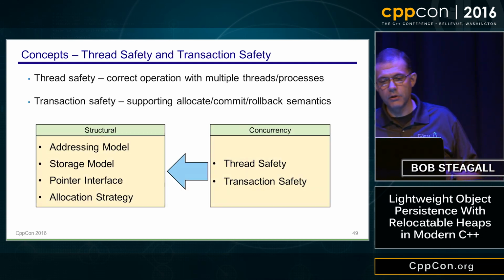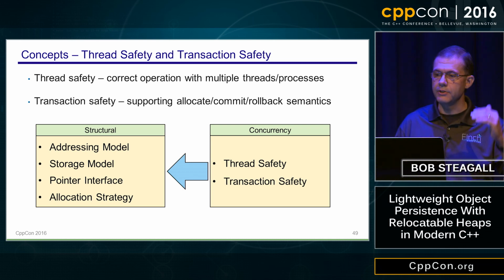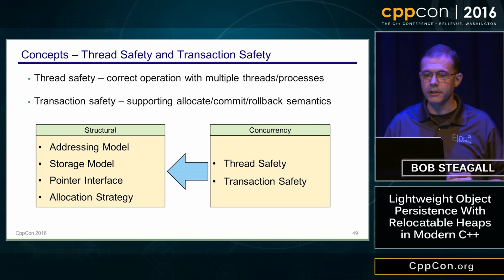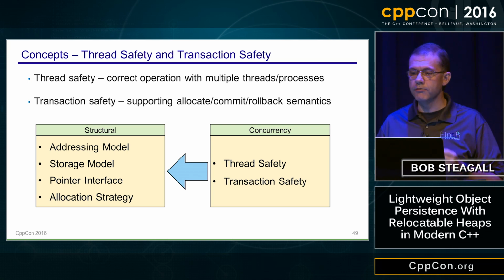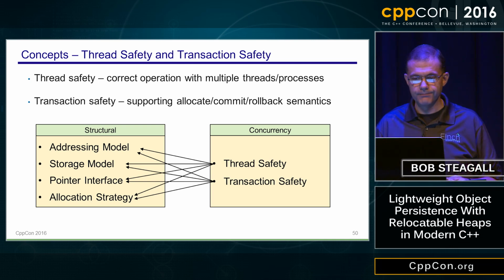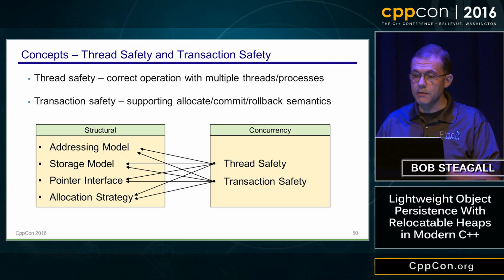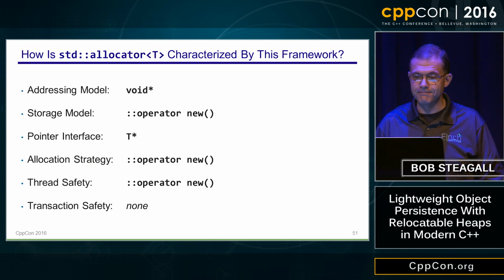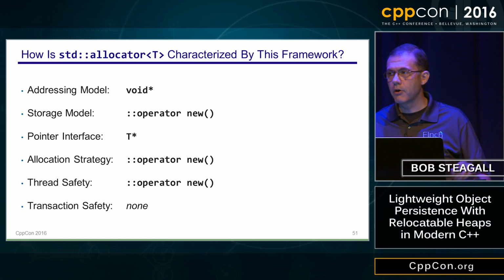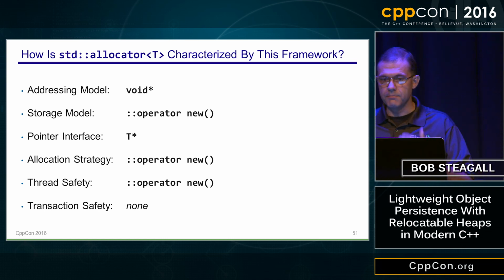Now, when I think about a relocatable heaps implementation, the structural concepts sort of build upon each other in a linear fashion. However, the concurrency concepts might be involved or intermingled with any or all of the structural concepts. And I'm not going to say anything more about thread safety or transaction safety other than to mention that thinking about them is a very important consideration in the design of your allocator, and you've got your work cut out for you. So how would we characterize std::allocator by this mental framework?